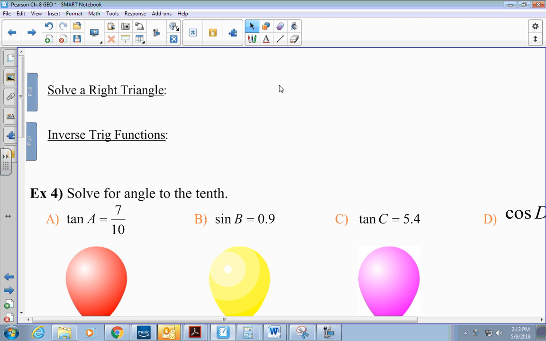We need to know, for you guys, you're going to be asked on your Chapter 8 test to solve a right triangle. And if you don't know what that means, it's going to be really, really confusing. So we're going to write that definition down right now.